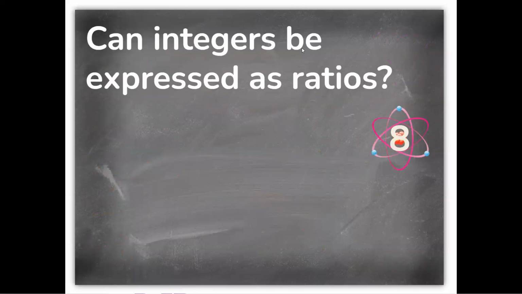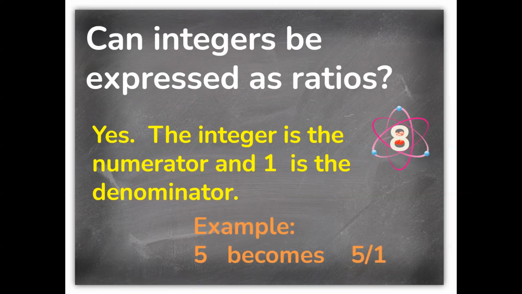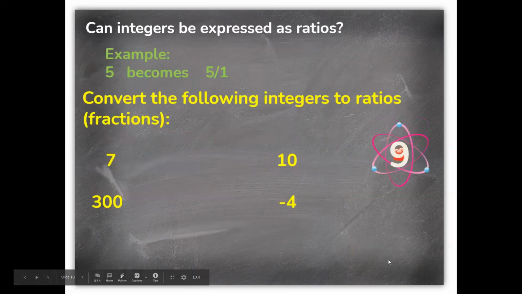So our question is, can integers be expressed as ratios? So integers, if you remember, are our counting numbers and their negatives. So -3, -2, -1, 0, 1, 2, 3. Answer is yes, it can be. So the integer is just going to be the numerator, and then you're going to throw a 1 underneath it to be the denominator. For example, if I have the number 5, it's going to become 5 over 1. So whatever the integer is, in this case a 5, just throw it over 1, and you've got it.